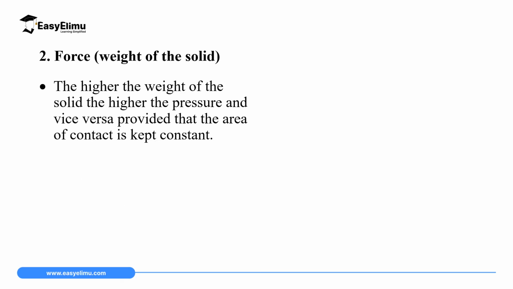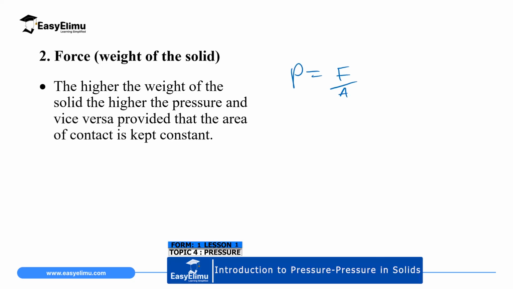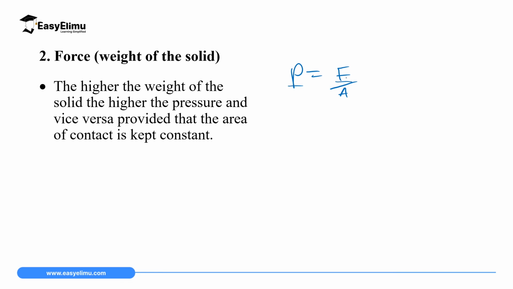So the second factor which affects pressure in solids is force, which is the same as the weight of the solid. And in this case, from the formula, pressure is equal to force over area. It means if force increases, then pressure will increase, and if force decreases, pressure will decrease.